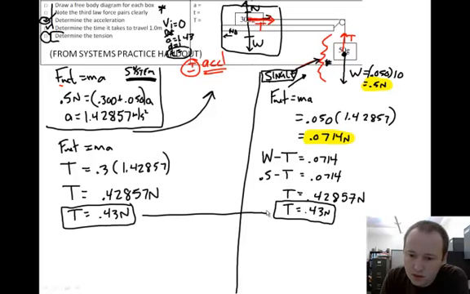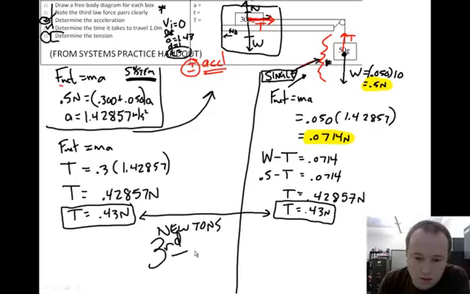If you notice, it didn't matter which one you solved, and even more importantly, you notice that the tensions are equal. This is a big idea. This is called Newton's third law force pairs, which we'll get into shortly.